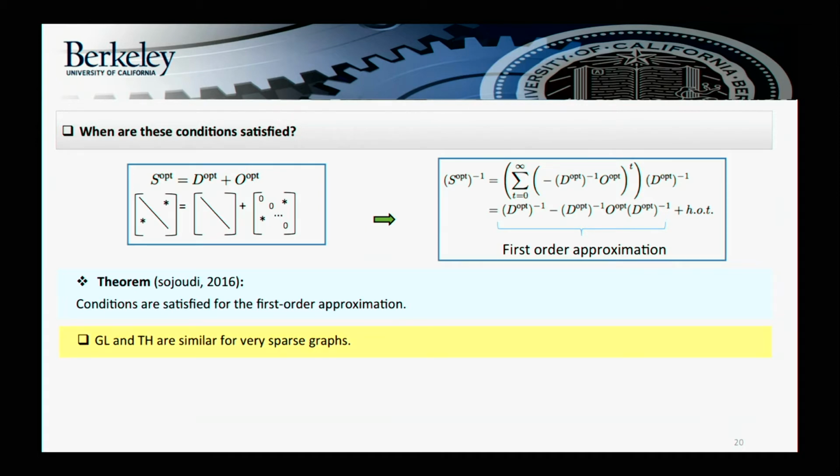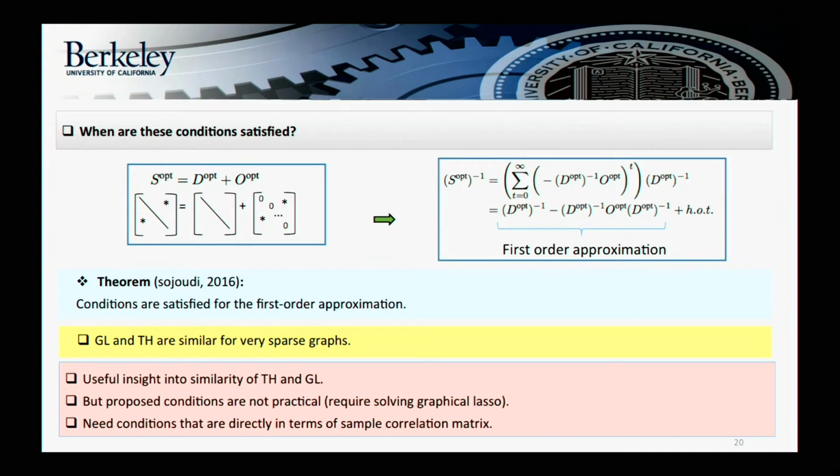Now we can show that if the higher order terms are small, meaning that lambda, the regularization parameter in graphical lasso, is chosen large enough, which results in a sparse graph, then graphical lasso and thresholding would result in very similar graph structures. So we can conclude that graphical lasso and thresholding are similar for sparse graphs, or very sparse graphs. As you can see, these conditions provide useful insight into the similarity of these two techniques.